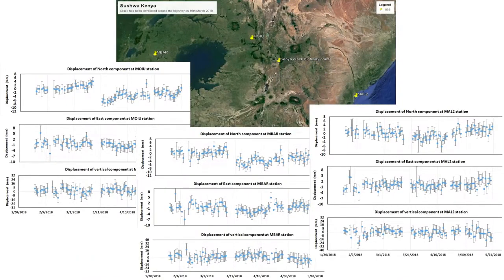This is another example of how you can use GPS to detect a fracture, if there is fracture development. You can see the displacement record in the north component, east component, and vertical component. As you can see here, in this case the movement has taken place only in the north component. That's why you see more offset in the north component, but not in the east component and vertical component. This is the Kenya crack development. You might have heard about it.